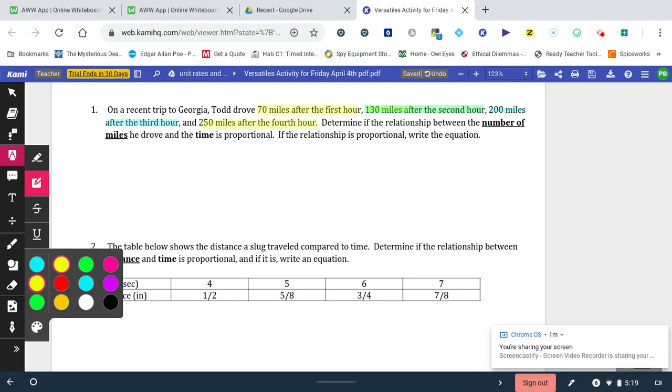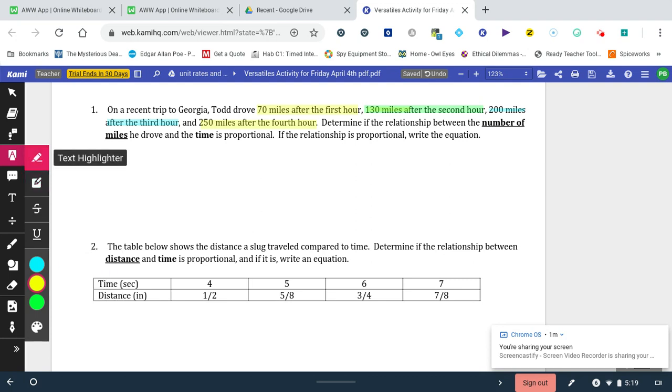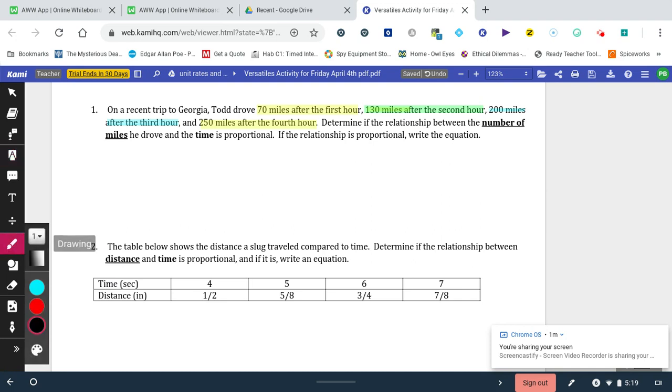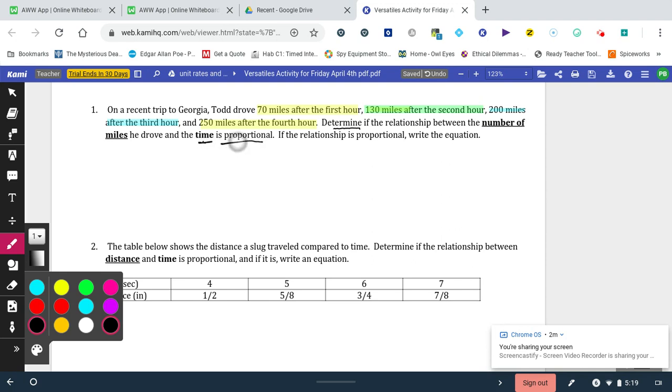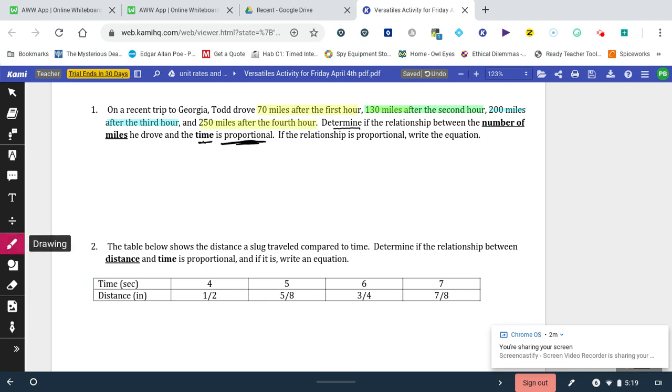If you read on, it tells you what you want to find. You want to, first of all, determine if the relationship between number of miles and the time is proportional. So I've got number of miles and time. And if it is proportional, we want to write an equation, but you only want to write an equation if it actually is proportional. So let's take a look at it.